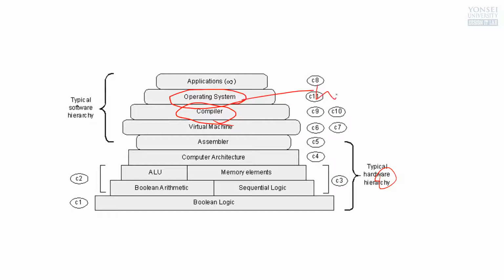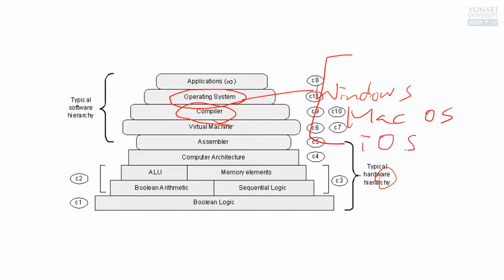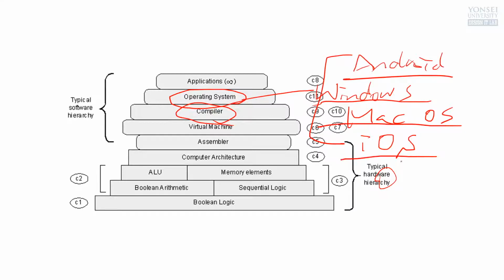What is this? This is Windows or Mac OS, Macintosh operating system, or iOS for iPhone or iPad, or Android for your Android phone. Windows for your laptop or PCs, iOS for iPhone, and so on. There are some more operating systems. Anyway, virtual machine, assembler, computer architecture, ALU, and so on.